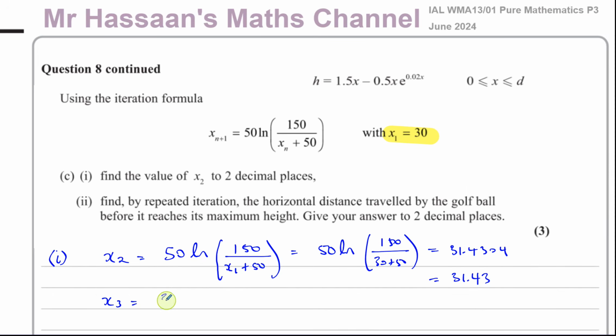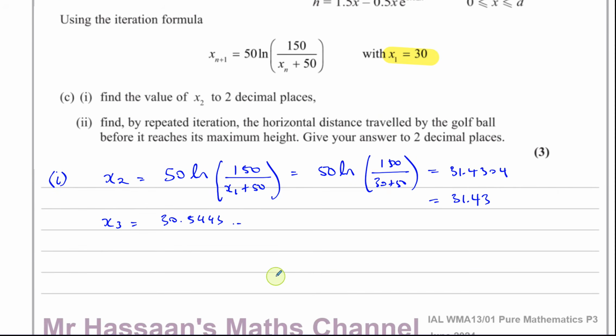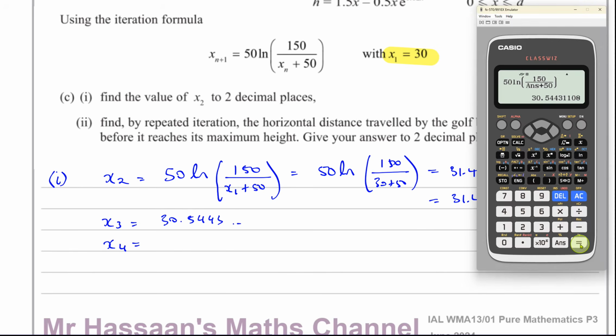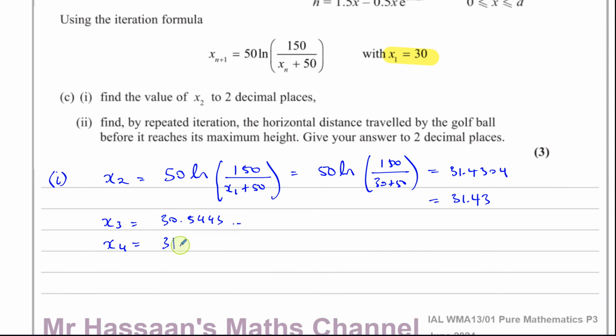30.5443. I don't have to round these until I get to the one which settles down. So x4 equals, it's a good idea to write them down. Press equals again, gives me 31.0913. That's not rounded there, I just put dot, dot, dot.